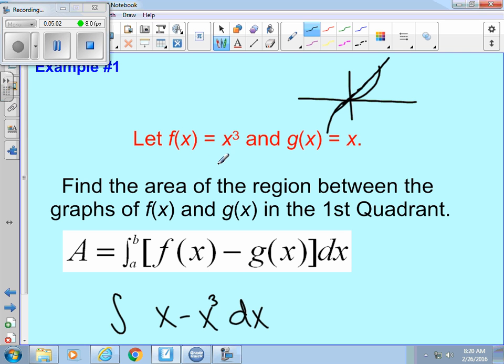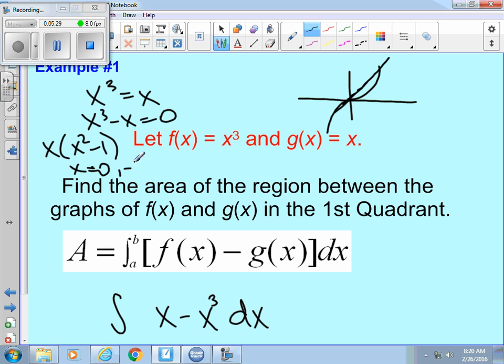However, I need to know the intersections. Probably based on the picture, you probably already know them, but let's just pretend that we don't. How can you find intersections by hand? Set them equal to each other. Does everyone agree that would help me find where they cross, where they're the same? Get 0 on one side and factor. We get x equals 0, -1, and 1.